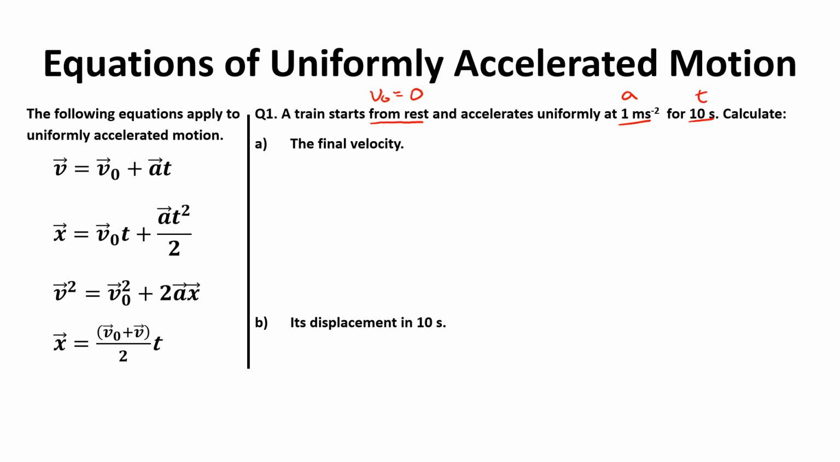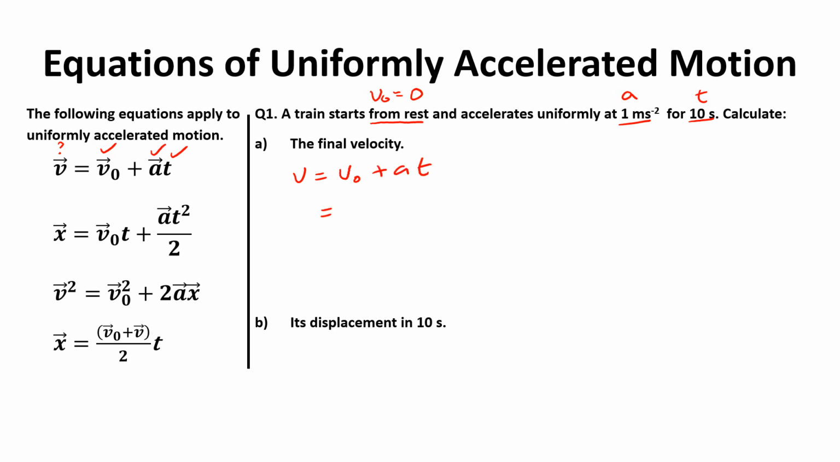So in this case, which formula do we use? Let's look at the first equation. I want to know the value of v. I know the value of v naught. I know the value of a. I know the value of t. So yes, we can use the first equation to find the value of v. So here v is equal to v naught plus at.